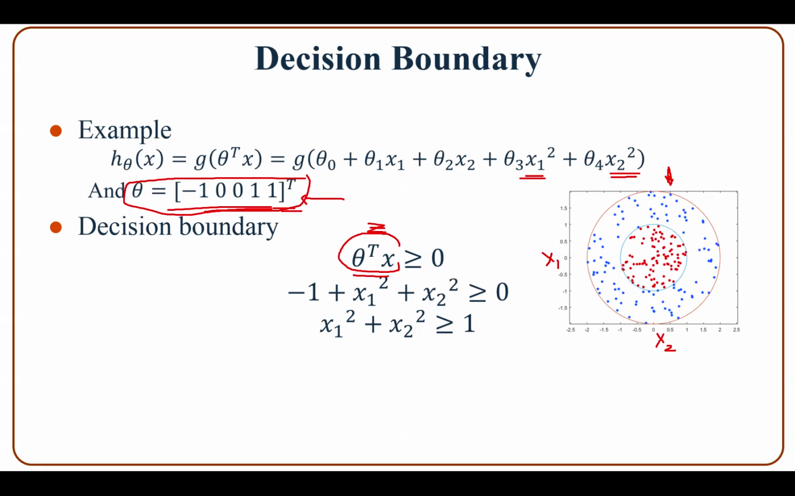This is theta, so we plug it in, and x here would be 1, x1, x2, x1 squared and x2 squared. The result is this and that, and from there we can draw the decision boundary, which is actually a circle.